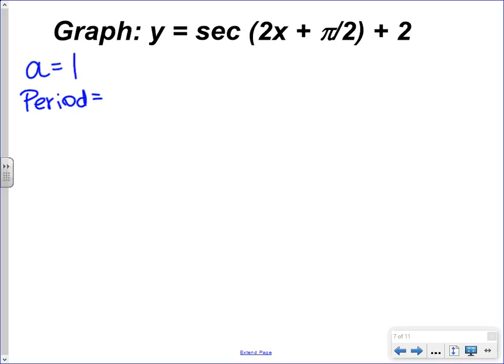The period, what did you get, Kelsey? I have 2 pi over 2, which is pi. Do you agree with Kelsey? Yes. Okay. And then our starting point. What do you have, Amanda?